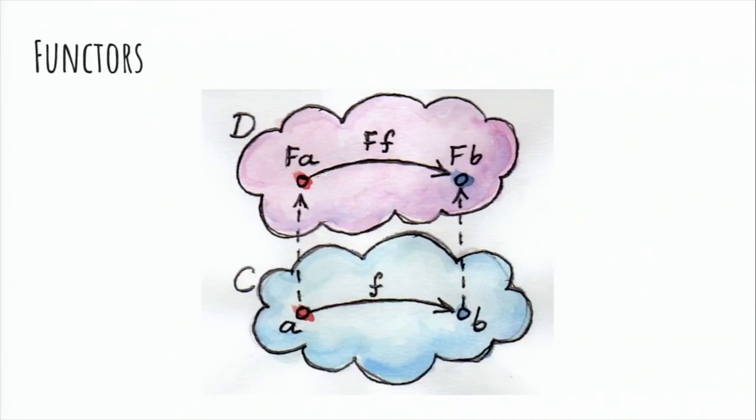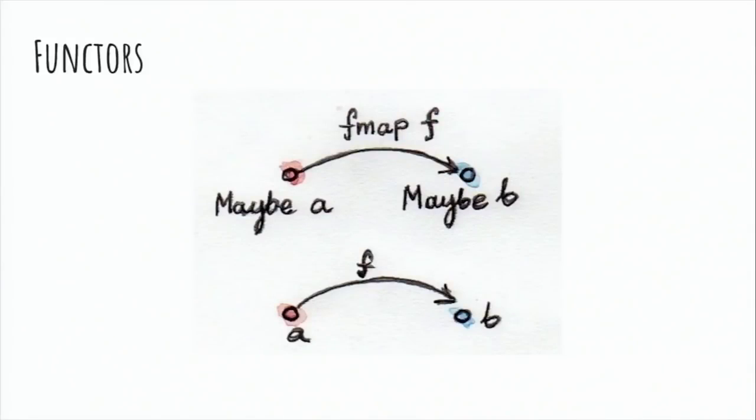And an example of this is Maybe. So if you have, for example, Int, then Maybe maps that to the set Maybe Int. And if you have a B or Boolean, then Maybe maps that to Maybe Boolean. And then you have the isEven function, for example, and you apply fmap, and then you get the Maybe isEven function.